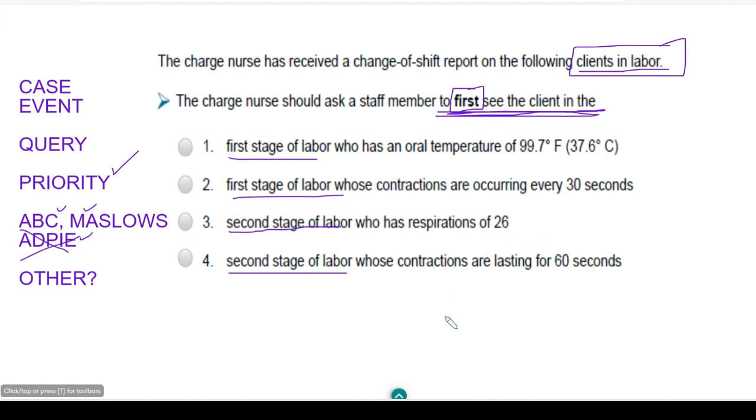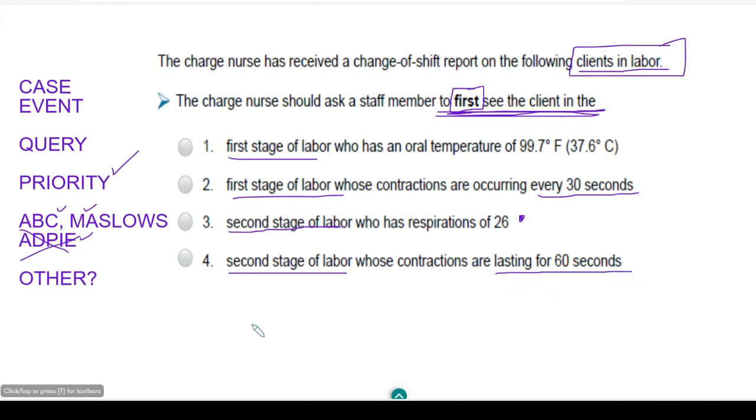All right, so do we have anybody with an airway or breathing circulation problem? Well, we do have somebody who's breathing 26, so we're just going to flag that one. We do have somebody who's having contractions, and we got one person who's having contractions every 30 seconds, which is another time proximity, and we have another person having contractions that are lasting 60 seconds.